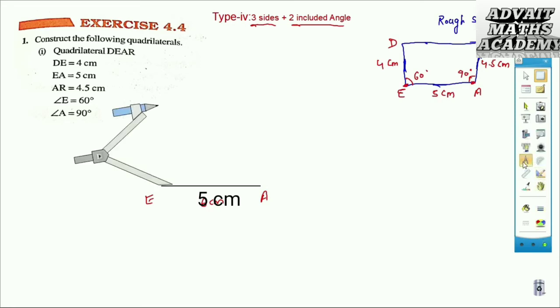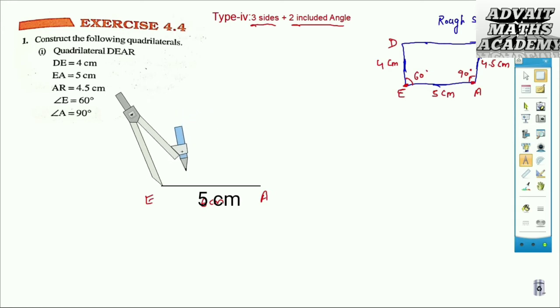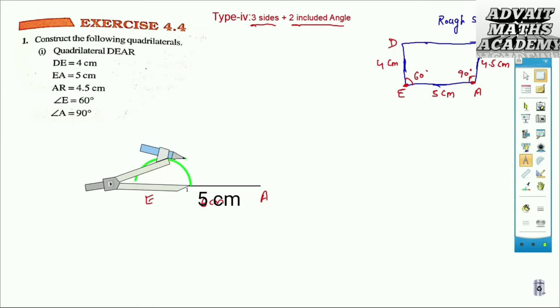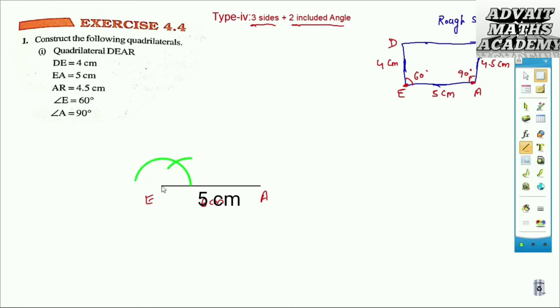Then draw a semicircle. Then cut this arc at the same distance. We get a 60 degree angle. Then draw a line using a ruler. Then we get a 60 degree angle.